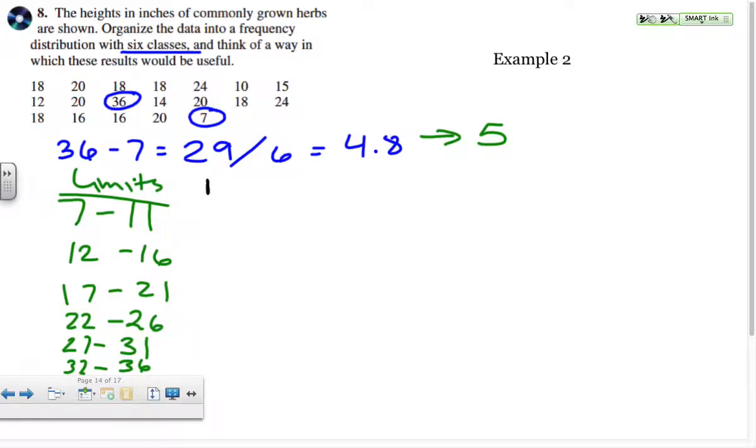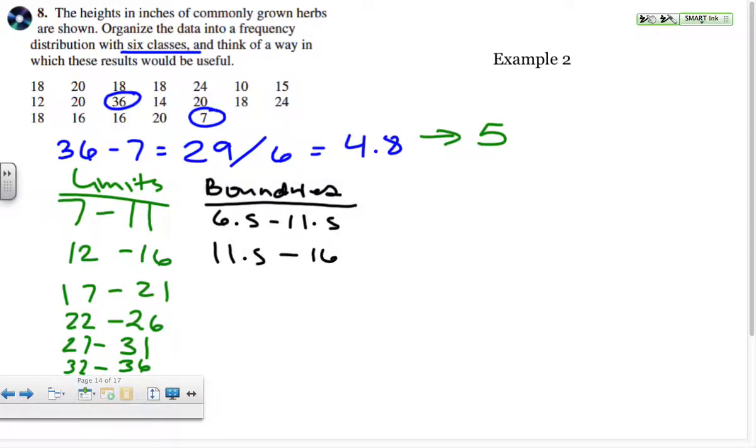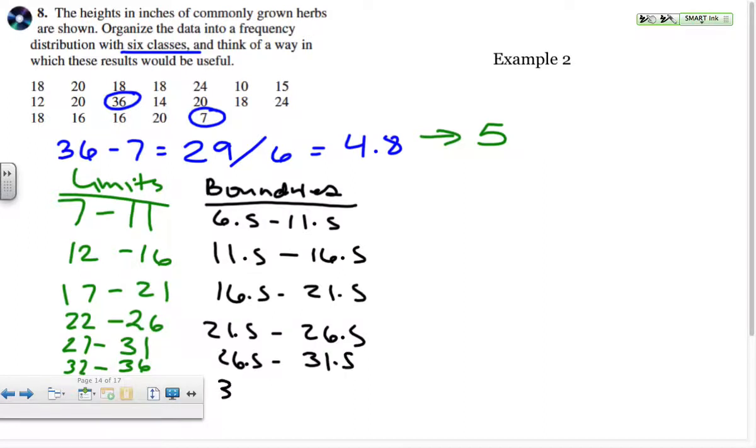Now I'm going to do boundaries. Remember, subtract 0.5. So we're going to go from 6.5 to 11.5, and then it's just continuous. 11.5 to 16.5, 16.5 to 21.5, 21.5 to 26.5, 26.5 to 31.5, and 31.5 to 36.5. Okay, very simple. All right, so limits, boundaries, tally.